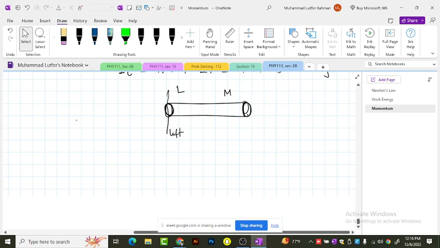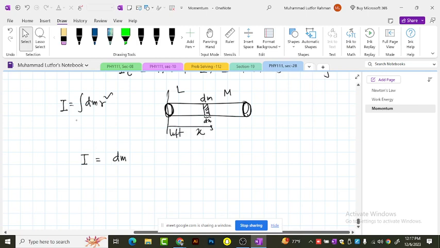Alright, to find this moment of inertia, I have to use the continuous mass distribution formula, which I write as integral of dm r square, right? This is the formula I am supposed to use over here. For that I need to choose a differential element of the mass dm, with length dx, and this mass dm is at a distance x from my rotational axis. Now I can say the moment of inertia for this differential element of mass dm is dm at a distance x, so dm x square, right?